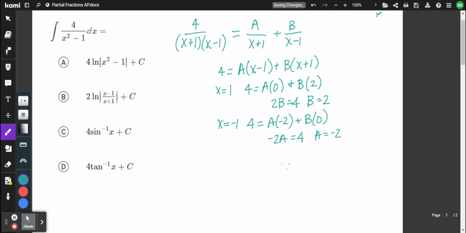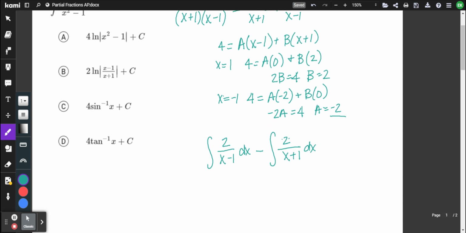Now I'm going to switch the order just because I prefer to do my positive one first. So I'm going to take the integral of B, which is 2, over x minus 1. And then I'm going to subtract the integral of A, which is negative 2, that's why it's minus, over x plus 1. Make sure you're getting the right numerator over the right denominator. Make sure that you're putting the number for A where A goes, and the number for B where B goes, okay? And so now I can integrate these, and these are both going to be natural logs.